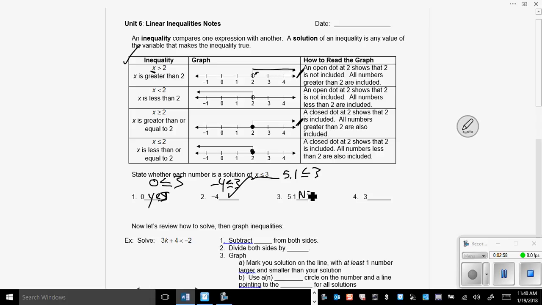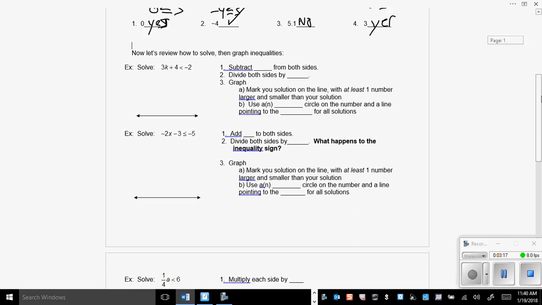All right, and then the final one is 3 less than or equal to 3. Yes, 3 is not less than 3, but it is equal to 3. So therefore, it is a solution. I cannot create S's on here. All right, so let's scroll down a little bit and see what else we have here.